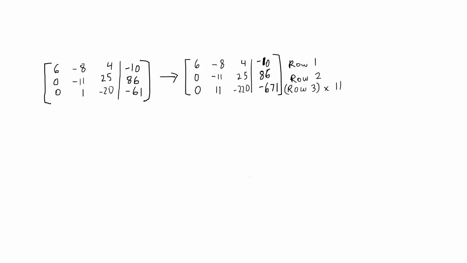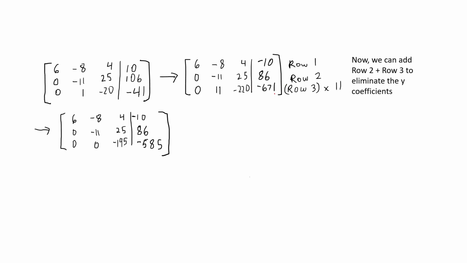When we do that, we'll get the last row to be 0, 11, negative 220, negative 671. And what we'll then be able to do is add. Negative 11 plus 11 will be 0. 25 plus negative 220 will be negative 195. And 86 plus negative 671 will be negative 585.